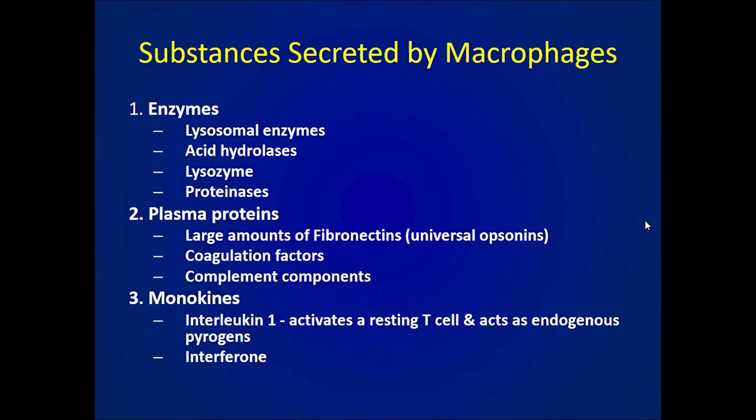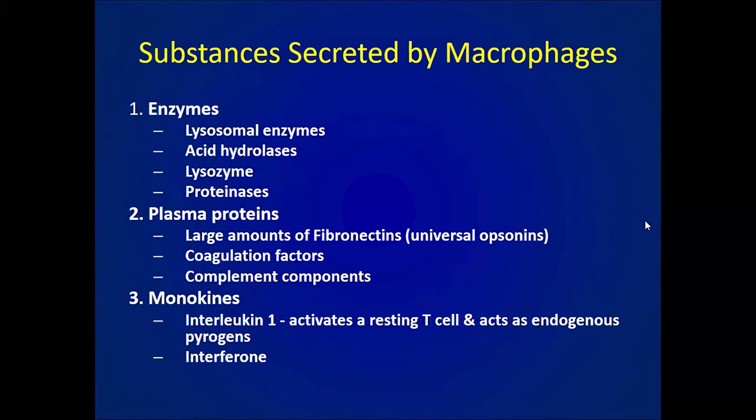So we have the enzymes. Examples of this are the lysosomal enzymes: acid hydrolases, the lysozymes, and proteinases. Then also, aside from enzymes, they produce plasma proteins, like for example your fibronectins, which are considered to be the universal opsonins.